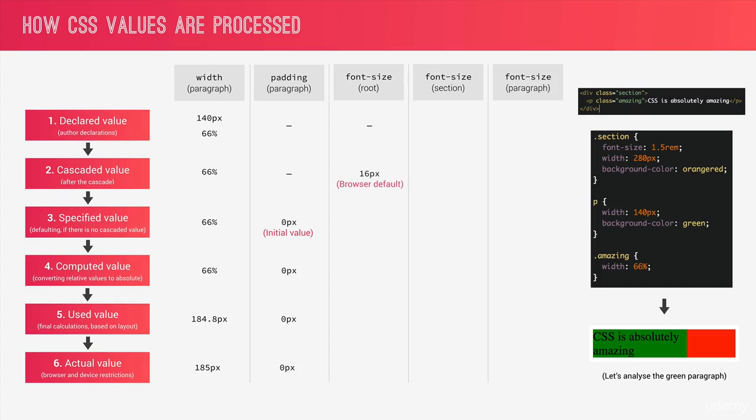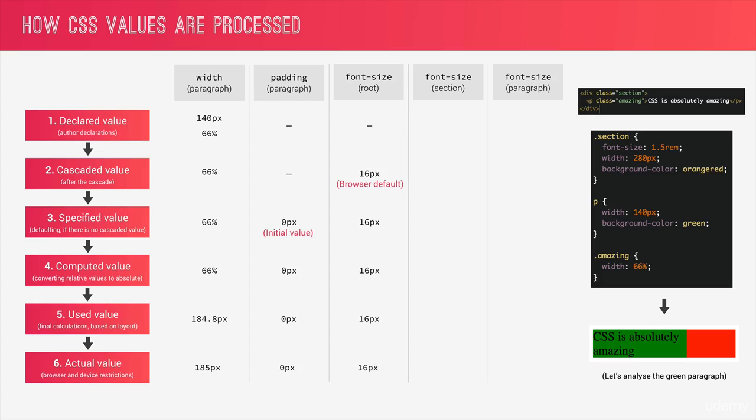Remember how we said earlier that CSS could come from different sources? Well, in this case, the font size is a user agent declaration, and therefore the result of the cascade is these 16 pixels that the browser has declared for the font size. And so, this is our cascaded value. Again, there's no more calculations needed, and therefore 16 pixels is also the used value.